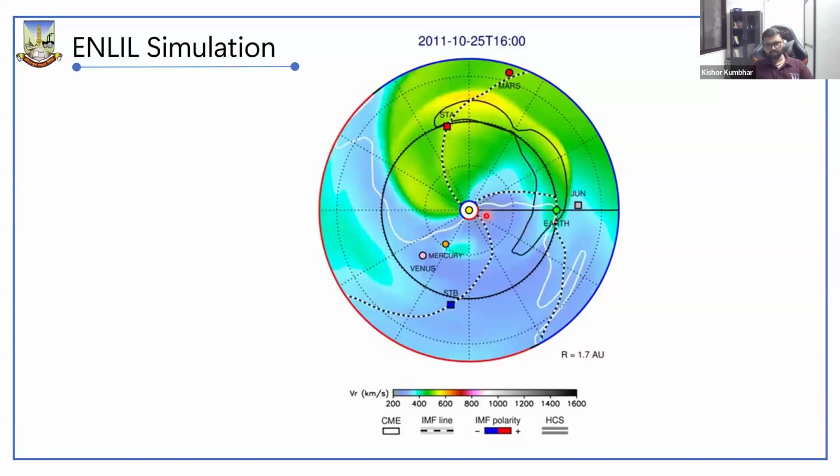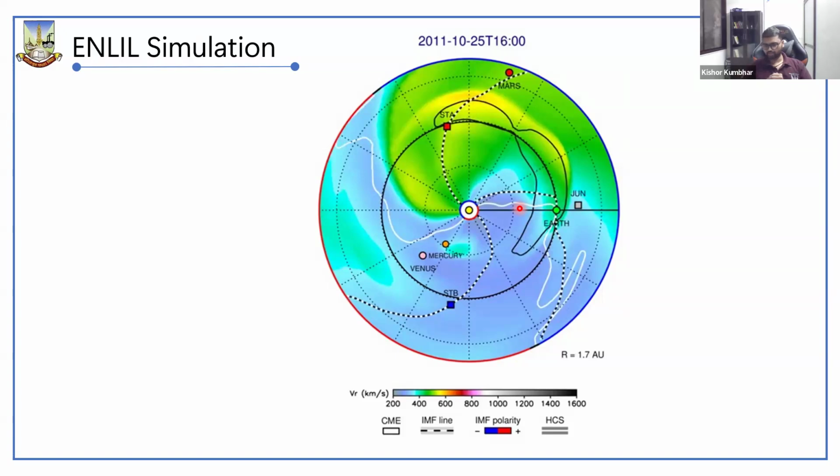So here, this snapshot is taken at around 16 hours UTC on the 25th of October 2011, where we observe that at this particular point, there is an interaction between this passing CME and the heliospheric current sheet. And thus, the Enlil simulation suggests that the region of interest is a region wherein the ICME has interacted with the heliospheric current sheet, because of which there is a generation of a reconnection exhaust.